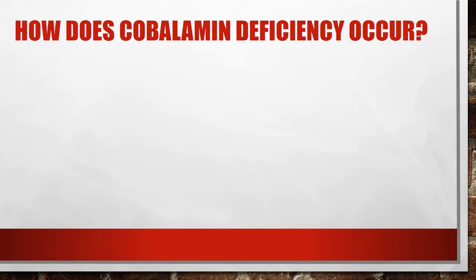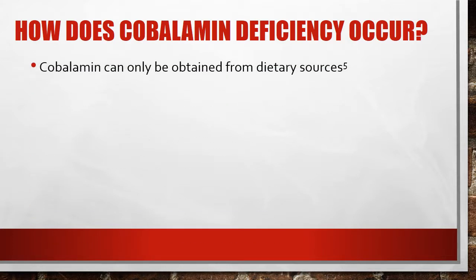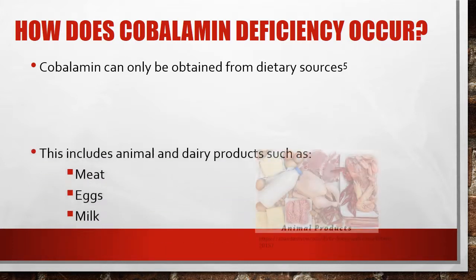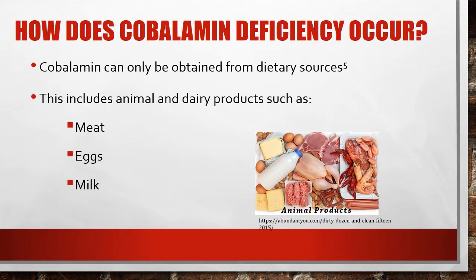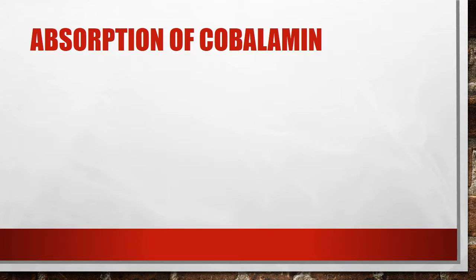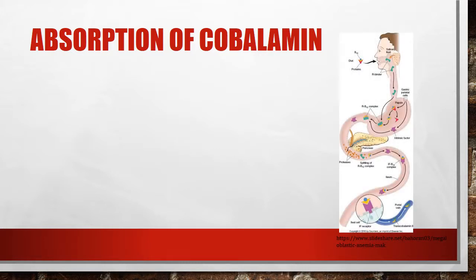But how does a deficiency of cobalamin occur? This vitamin can only be obtained from dietary sources, including animal and dairy products such as meat, eggs, and milk, or by supplementation. An understanding of the cobalamin absorption process helps illuminate the potential causes of deficiency. With the help of this diagram, I will explain the absorption process of cobalamin.